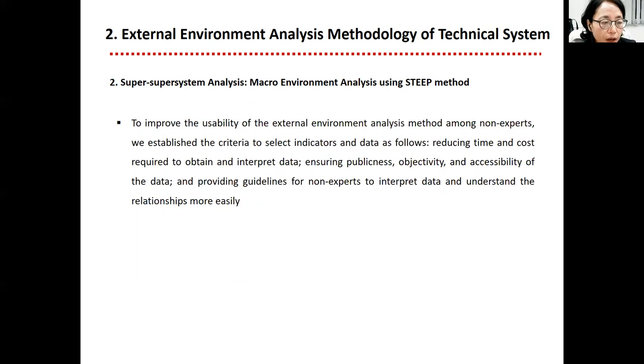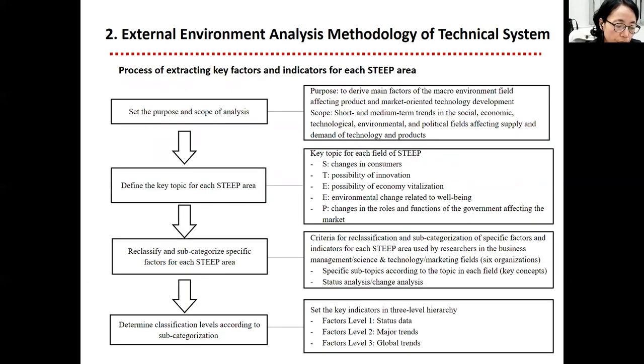To improve the usability of the external environment analysis method among non-experts, we established the criteria to select indicators and data as follows: reducing time and cost required to obtain and interpret data; ensuring provenance, objectivity, and accessibility of the data; and providing guidelines for non-experts to interpret data and understand relations more easily. Accordingly, we attempted to categorize the sub-factors and select indicators in each area of STEP so that every non-expert can easily identify the necessary indicators and find relevant data by themselves.